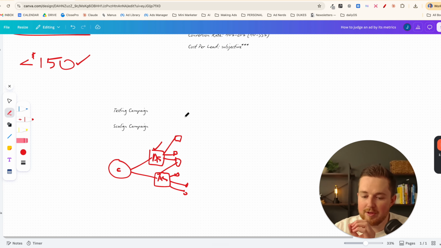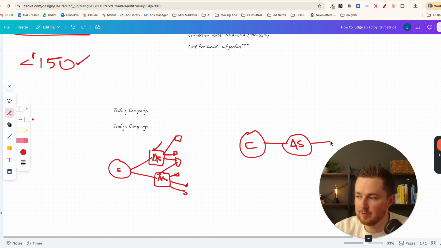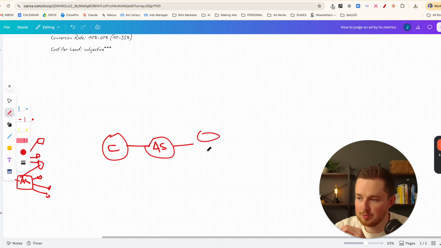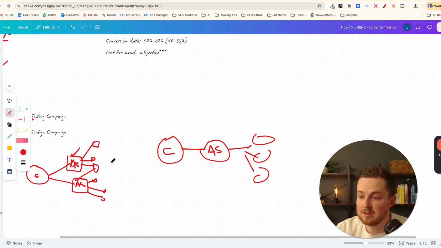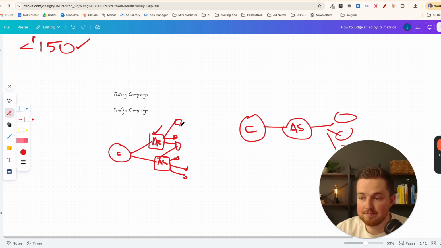And then if it's hitting that target, then I will take the Facebook post ID and move it into a scaling campaign. We have one ad set, and then multiple ads within that. This is the Advantage Plus, and this is to all warm audiences. Our testing campaign is specifically to cold audiences.